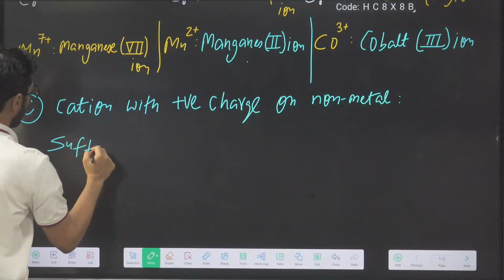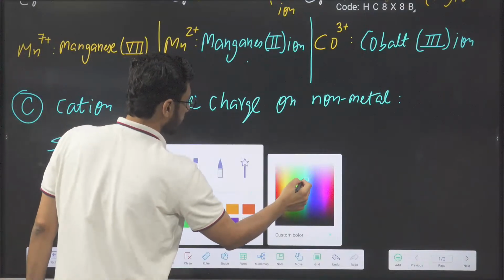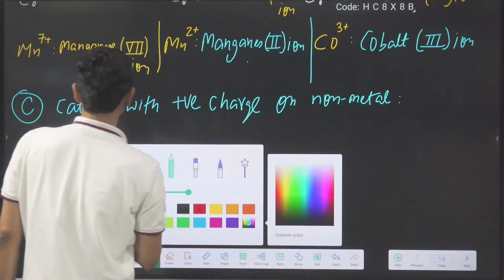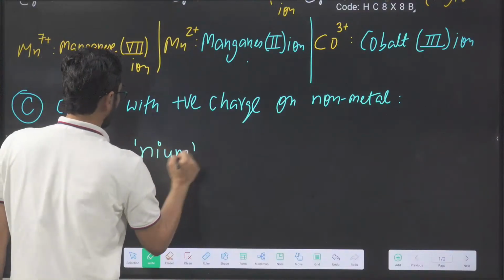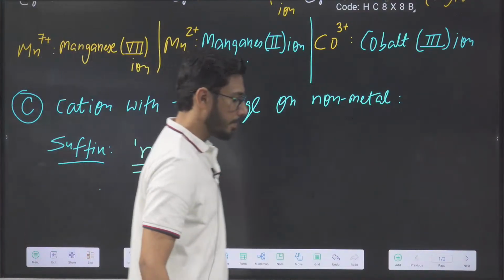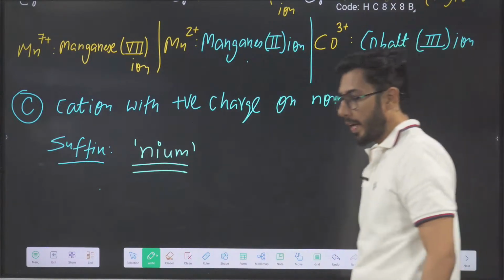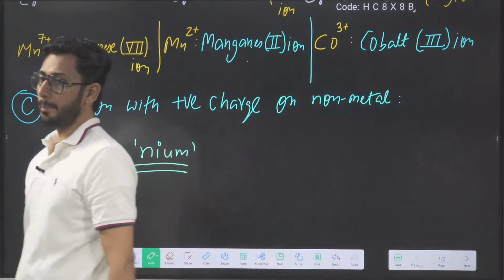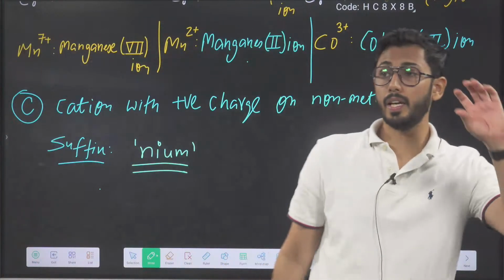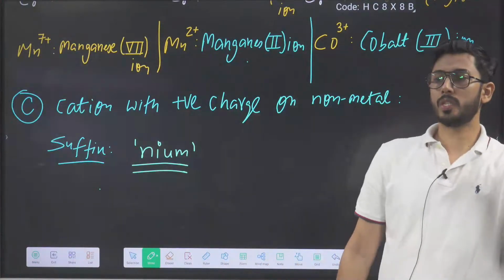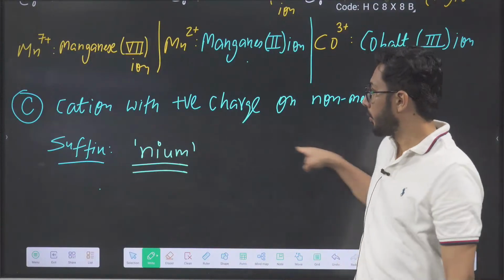In this case, while naming it, what will we do? What suffix is used? The suffix nium is used. This suffix will be used whenever we have a cation in which the positive charge is on a non-metal. We are going to use this one.